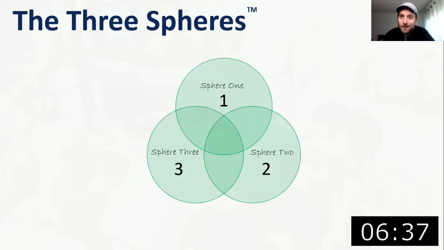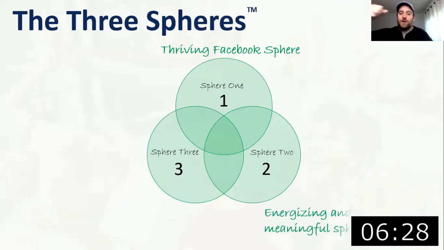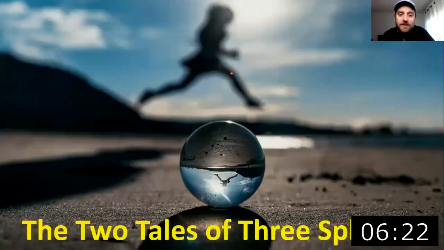Let me summarize. We talked about a sphere. First sphere, thriving Facebook friend list. Second sphere, energizing, meaningful content going out there, making a difference. Third sphere, it's something that gives you real life benefits. Remember, I talked about the two tails of three spheres. Let's look at the bad tail. There's two tails, right? The bad tail looks like this.